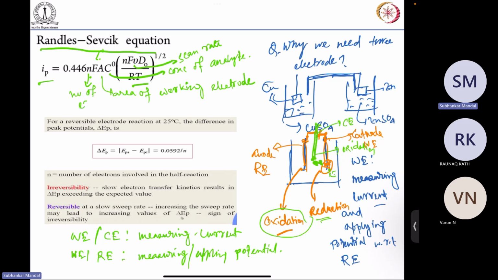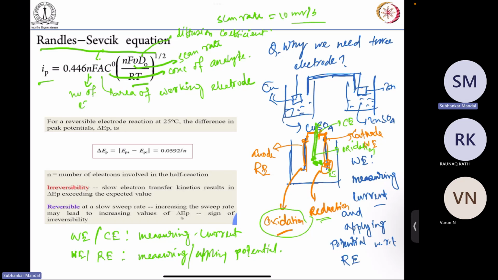What is scan rate? Basically you are sweeping the potential at a constant rate with time. Suppose the scan rate is 10 millivolt per second. Scan rate is in volt per second, this is the unit. What is the meaning of this scan rate? 10 millivolt per second means each second we are applying 10 millivolt on the working electrode. And D0 is the diffusion coefficient. Okay, so this is the thing.